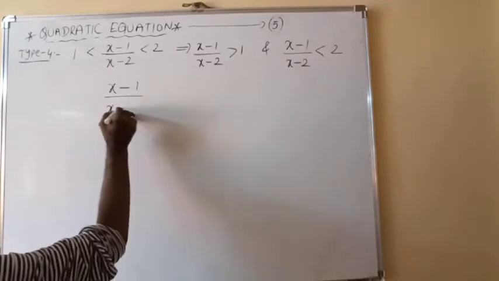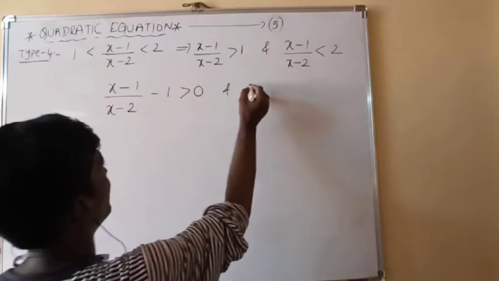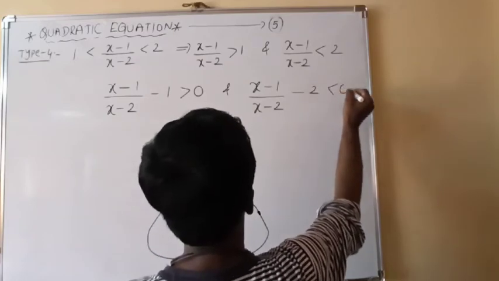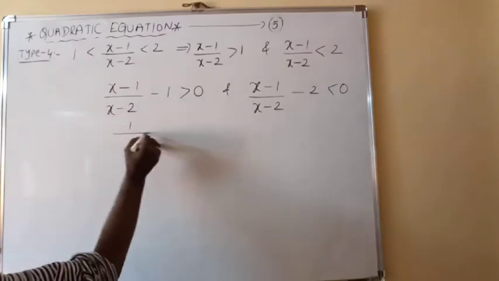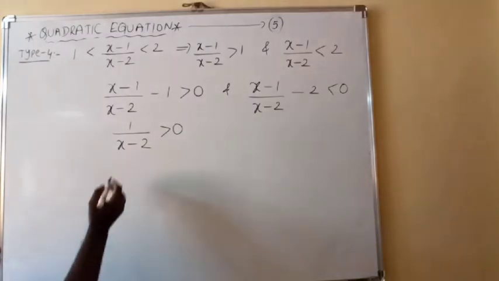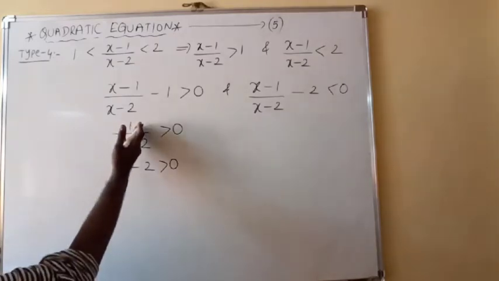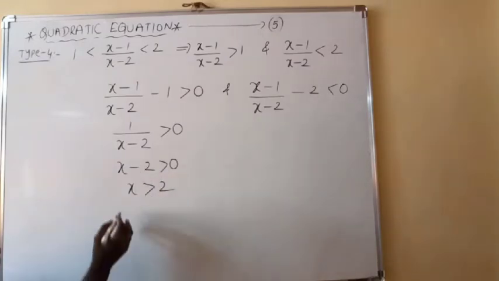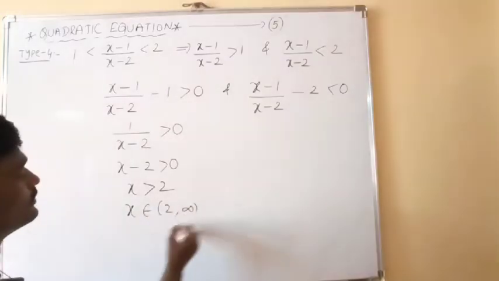First inequality: don't cross multiply. (x minus 1) by (x minus 2) minus 1 greater than 0, and (x minus 1) by (x minus 2) minus 2 less than 0. Here, on subtracting, you will get 1 upon (x minus 2) greater than 0. So 1 upon (x minus 2) is positive only when x minus 2 is positive, since 1 is positive. So from this we can conclude x greater than 2, that means x belongs to the open interval (2, infinity).